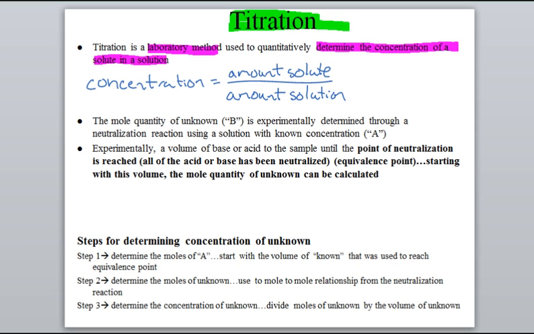In order to determine concentration, you need to know the amount of solute and divide that by the amount of solution. In the laboratory, and for all the lecture and exam questions, the concentration we're going to go after is molarity, which means the amount of solute needs to be moles of solute. The amount of solution needs to be liters of solution. So if you can experimentally measure both of those, take that ratio, you can get concentration.